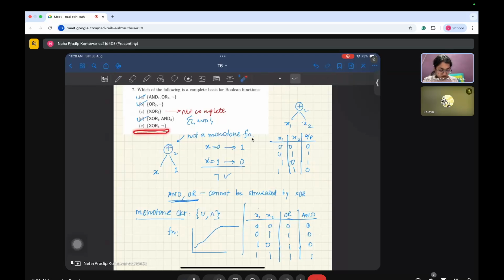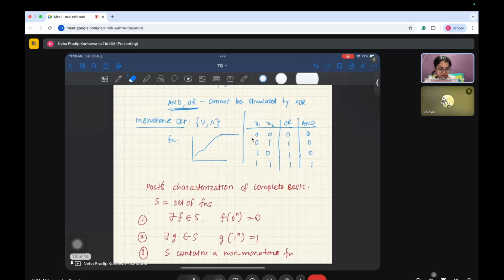And what about the last one? The last one is not complete, because we have negation only. Exactly. So this is not complete, and again it's the requirement 2 that is violated.